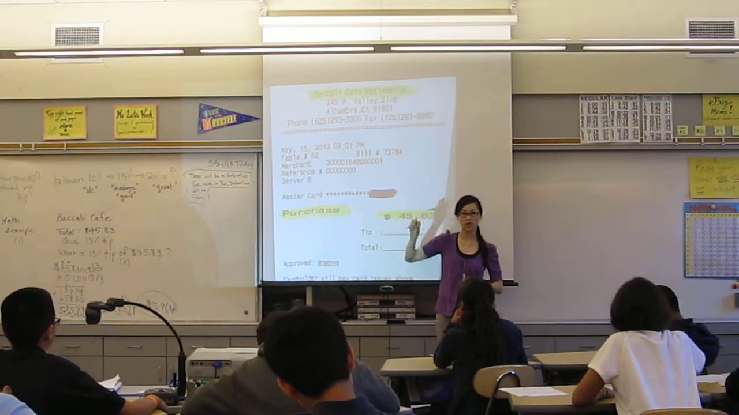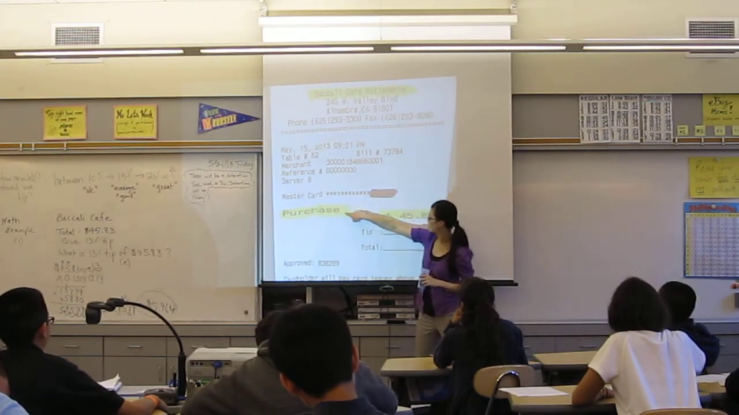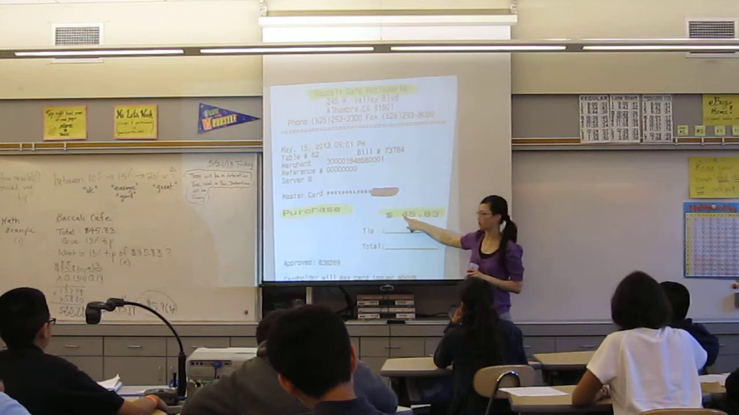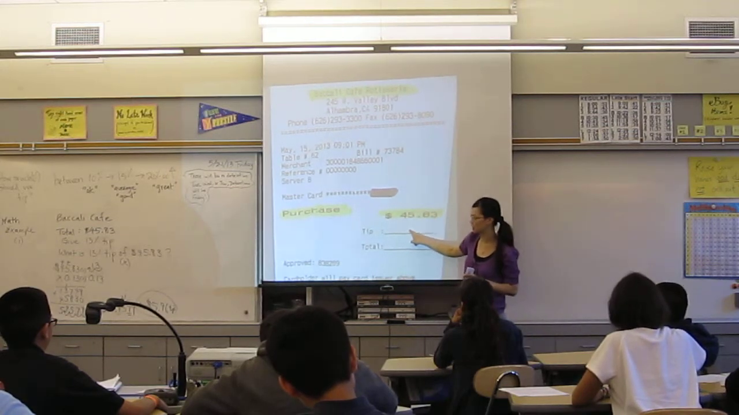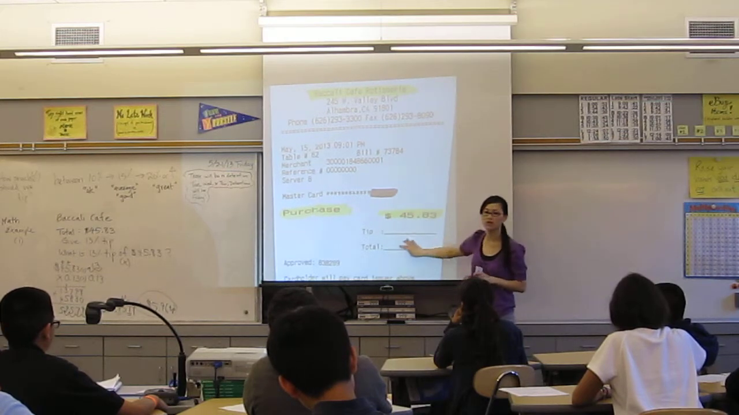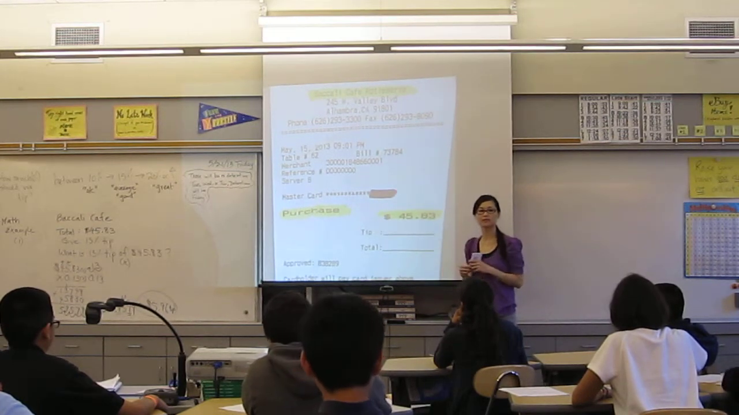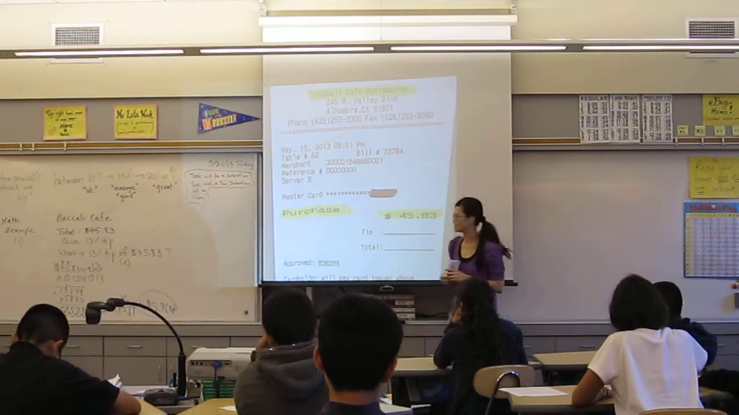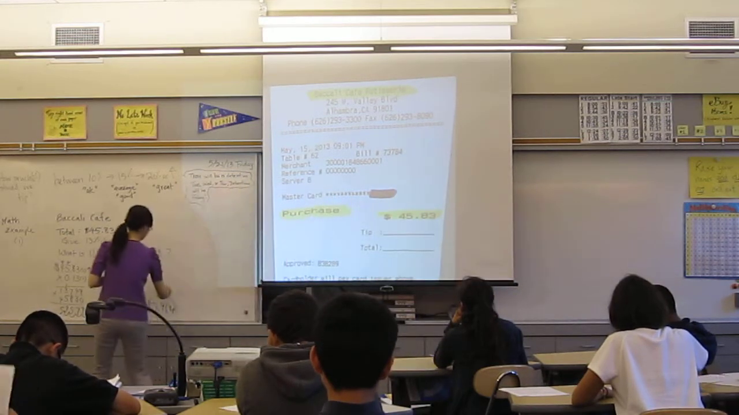When they charge you on a MasterCard or credit card, they will show you the total without the tip. You would have to add in $5.96 as your tip, and then right here is the total. So how do I find the total with the tip? You add the tip to the total.